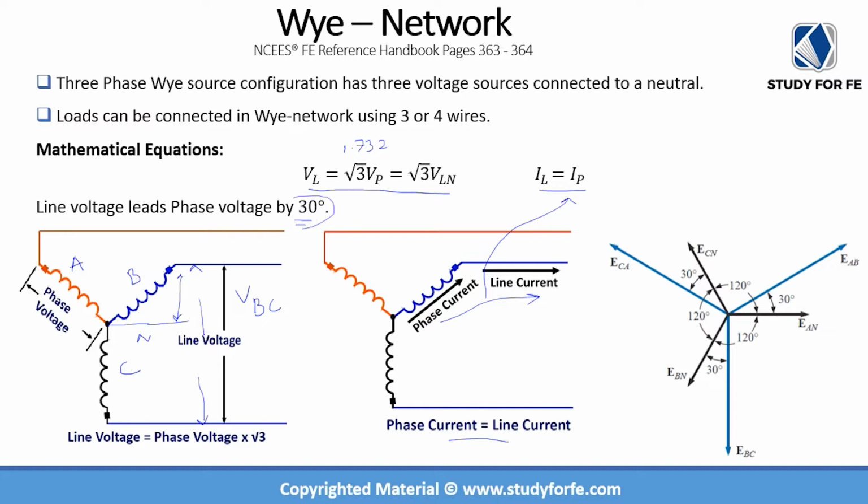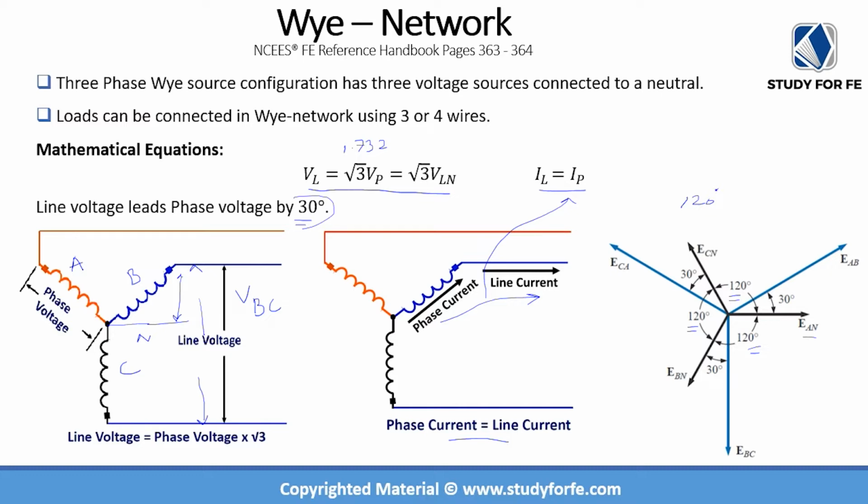Now in terms of vectors, now that we understand the phase current is equal to line current and line voltage is greater than phase voltage by 1.732, look at this diagram. You have your phase A along the x-axis as your baseline, at angle 0. E represents the voltage, so you can see that between voltages A and C, you have 120 degrees. Between C and B, you have 120 degrees. And between B and A, you have 120 degrees. So they are 120 degrees apart.